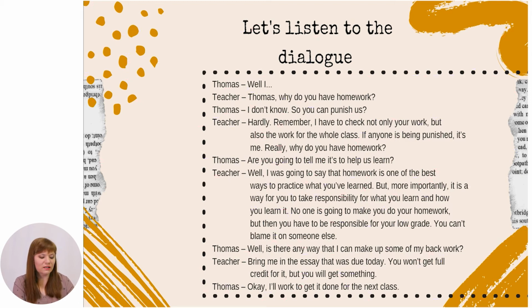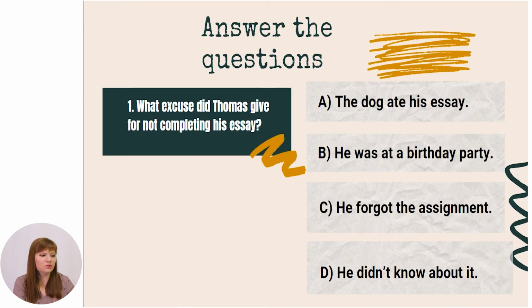So, this is the dialogue that you had to be very attentive to. Now, we are going to answer the questions referring to it. The first question. What excuse did Thomas give for not completing his essay? So we have 4 possibilities. The dog ate his essay, he was at a birthday party, he forgot the assignment, or he didn't know about it. Of course, if you remember the text, he was at his brother's birthday party.